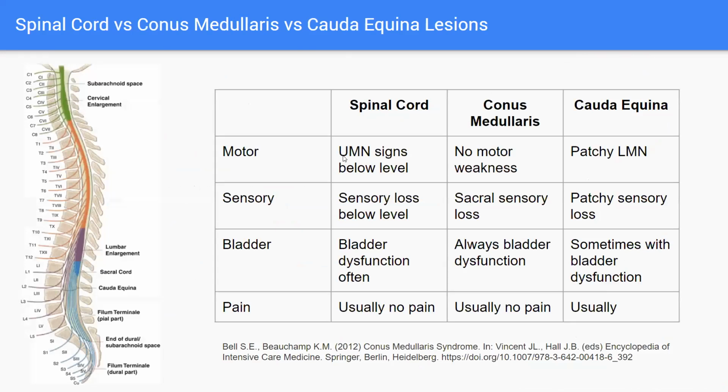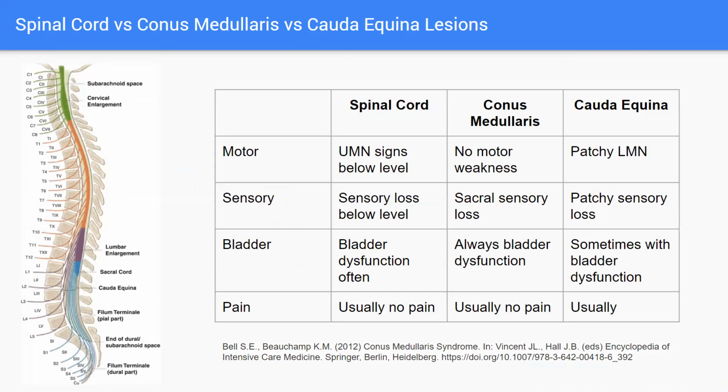The other important thing when thinking about spinal cord lesions is looking at spinal cord versus conus medullaris and cauda equina. A lot of the typical findings I mentioned apply mostly to the spinal cord. So you're expecting upper motor neuron signs below the level, a sensory loss below the level. You'll often have bladder dysfunction, and usually this is not associated with pain.